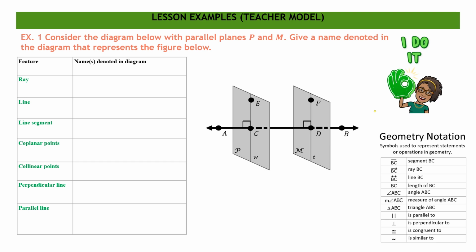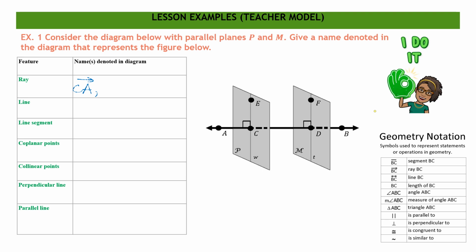So if we remember what a ray is, it is a line that has an endpoint and goes in any direction infinitely. So over here we have an example of what the notation is for a ray. Let's see, I have a couple of rays in my example. I have ray CA. CA has the endpoint of C and goes in the direction infinitely to the left.